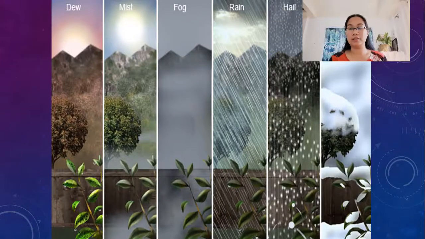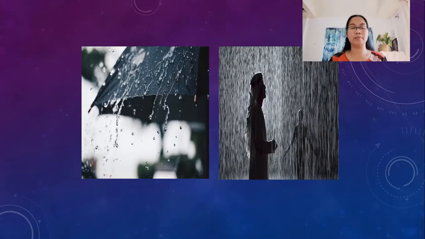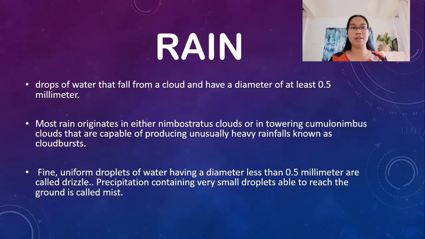So let's take a look at different types of precipitation. So first one, of course, is the rain. So rain, they are drops of water that fall from a cloud and have a diameter of at least 0.5 millimeters. So they have to reach 0.5 millimeter before it falls. And most rain originates in either nimbostratus clouds or in towering cumulonimbus clouds that are capable of producing unusually heavy rainfalls known as cloudburst.